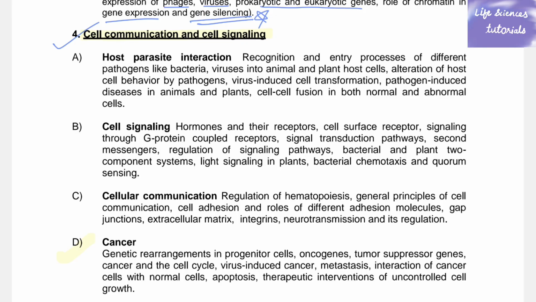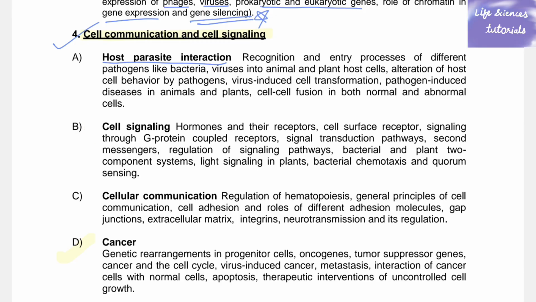We have topics like host-parasite interaction. So recognition and entry response of different pathogens, very important. Okay, bacteria, viruses, animal and plant host cells, alteration of host cell behavior by pathogens, virus-induced cell transformation, very important. Pathogen-induced diseases. So just get acquainted with various bacterial, fungal, animal, plant diseases. Cell fusion, in both normal and abnormal cells.